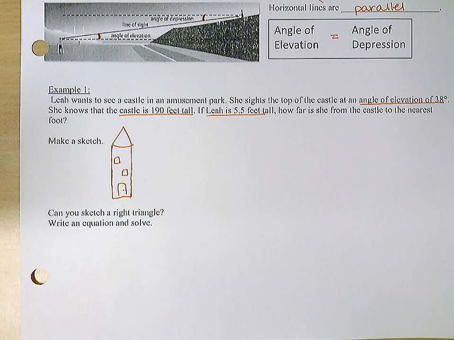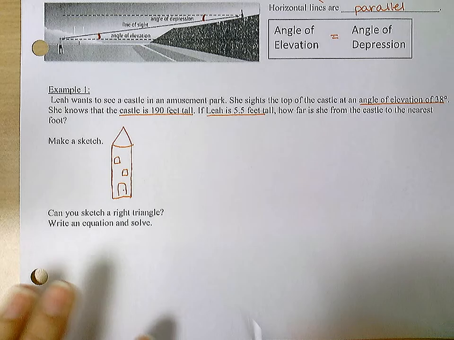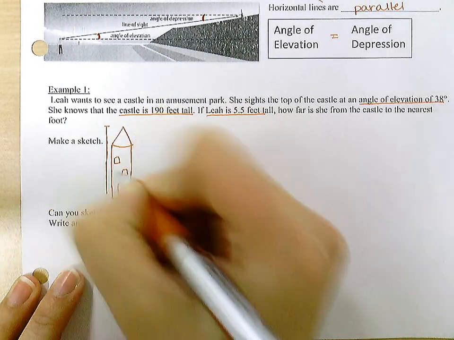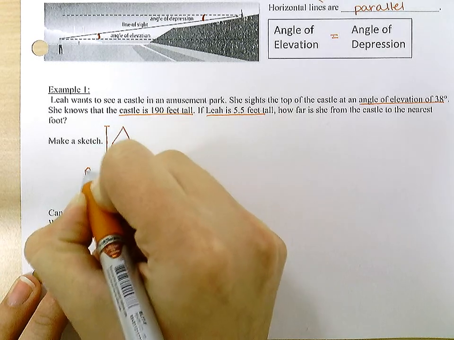Okay, this is my castle / tower. Okay, what do I know about that castle? What did I underline? What do I know about that castle? Anybody? It's 190 feet tall. Okay, so from the top to the bottom is 190 feet.